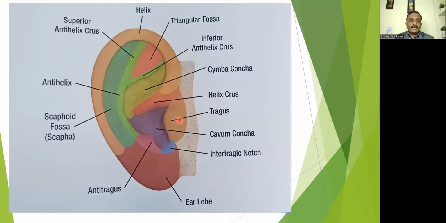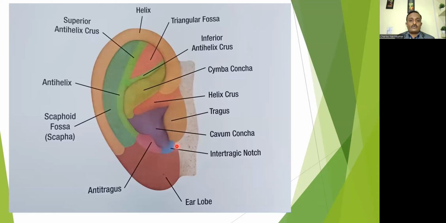This is called the tragus, and opposite to that is called the antitragus. And the portion in between the tragus and antitragus is called the intertragic notch.